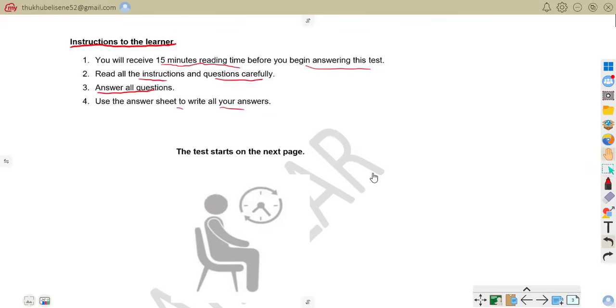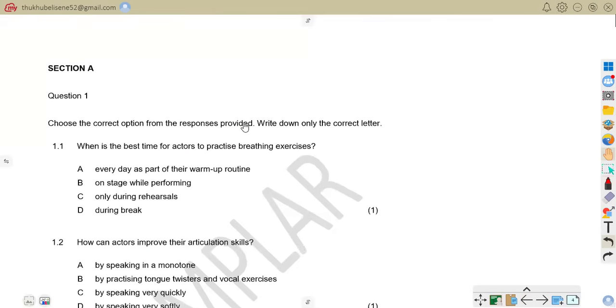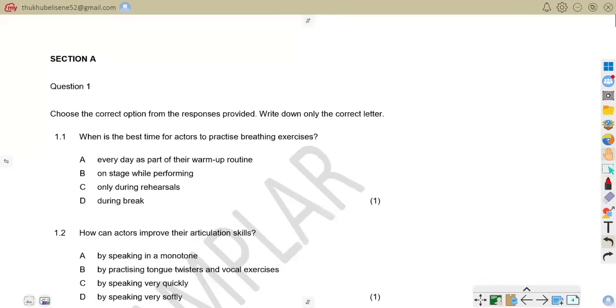Now let us come to our next page, which is section A, question 1. We are going to do multiple choice questions. So section A is multiple choice questions. Choose the correct option from the responses provided. Write down the correct letter. So we are given 4 options and we are to write the correct letter.